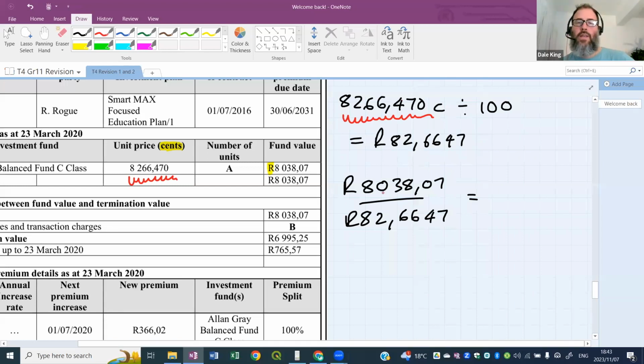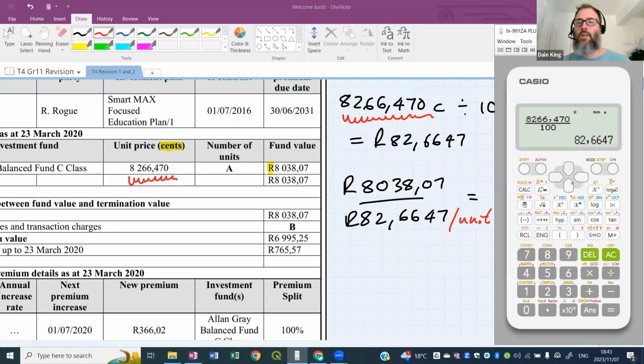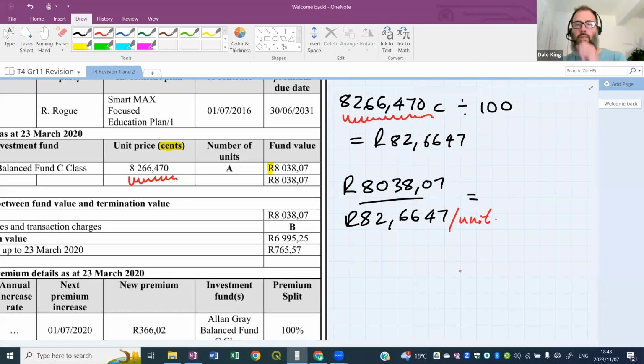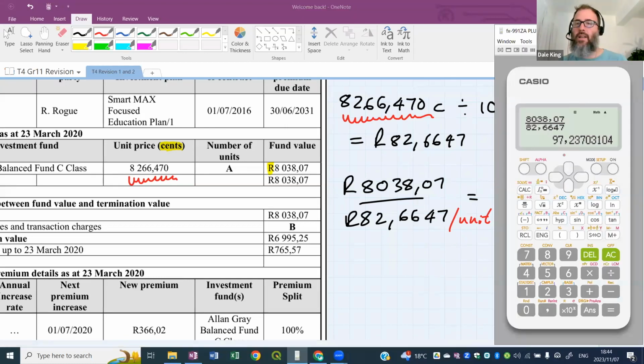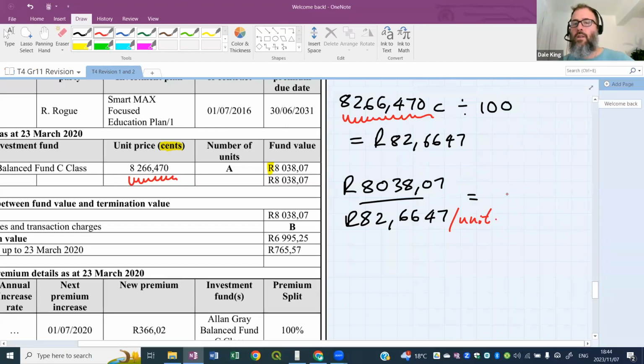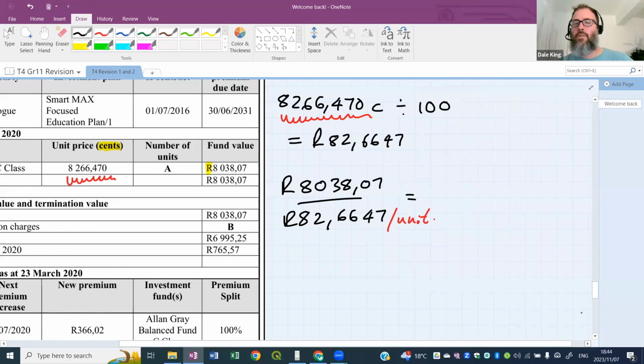All right. And so we're going to take the total fund value now, which is that number, and we're going to divide by the unit price. If I write here per unit, maybe it'll make more sense. So this is per unit. Let's divide these two now and see what we get. So in my fraction, 8038.07 divided by 82.6647. Now it says 97.23703. I'm just going to write the number here first.